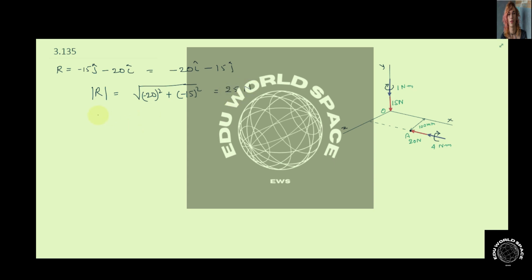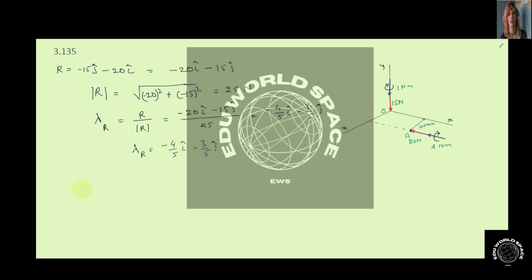Alright, if you want to calculate the unit vector along the equivalent force, that can be found by dividing the equivalent force vector by its magnitude, and that will be minus 20 i cap minus 15 j cap divided by 25. So it comes out to be minus 4 by 5 i cap and minus 3 by 5 j cap. So the unit vector along the equivalent force is minus 4 by 5 i cap minus 3 by 5 j cap.